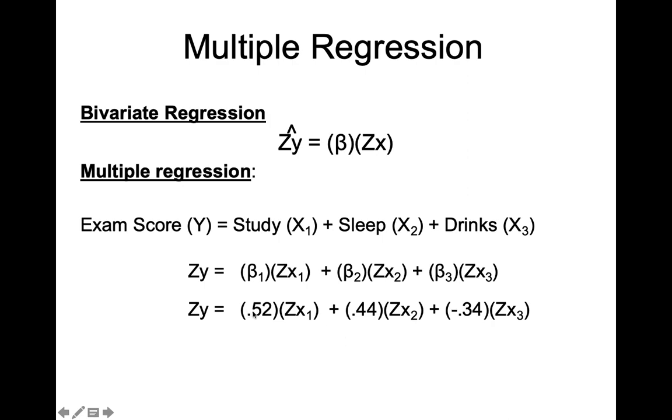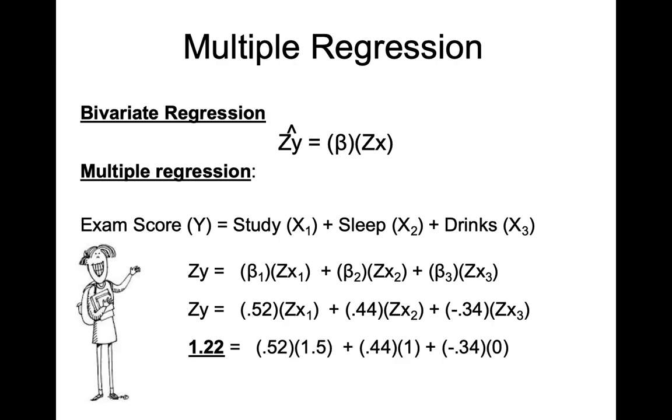We know that this equation tells us there is a positive association between hours of study and exam score when also considering the effects of these other two variables on exam score. Okay, in contrast, we see that there's a negative association between number of alcoholic beverages consumed the night before the exam and exam score when considering the effect of the other two variables as well.